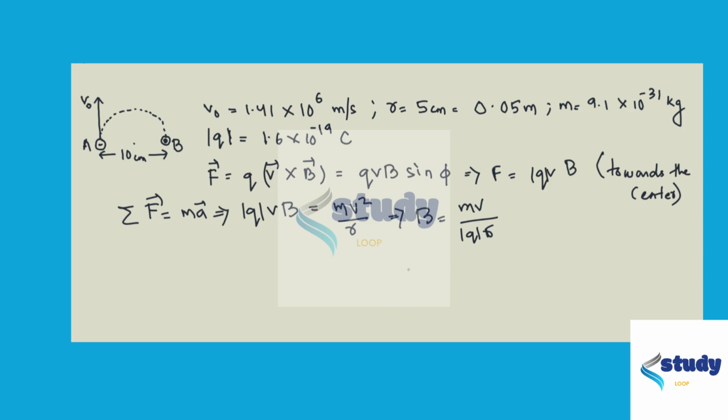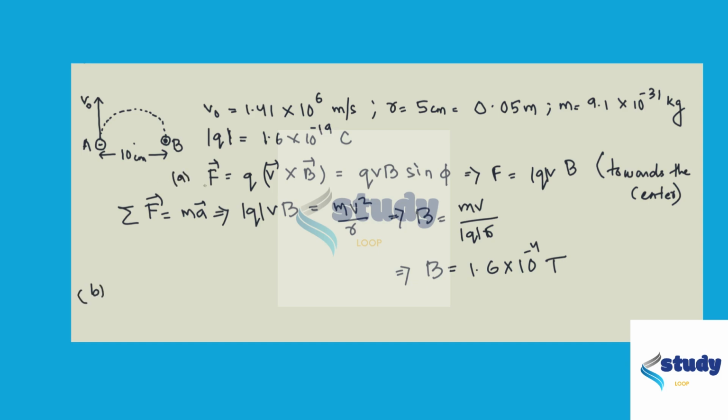We solve this and we get the magnitude of the magnetic field to be 1.6 times 10 to the power minus 4 Tesla. Now, this is the first part.